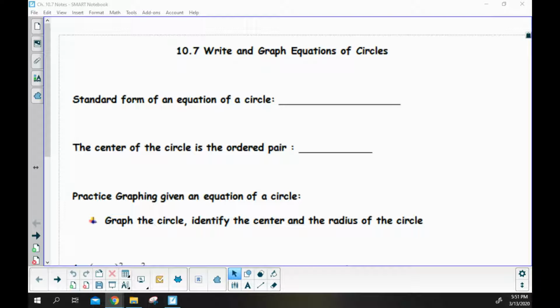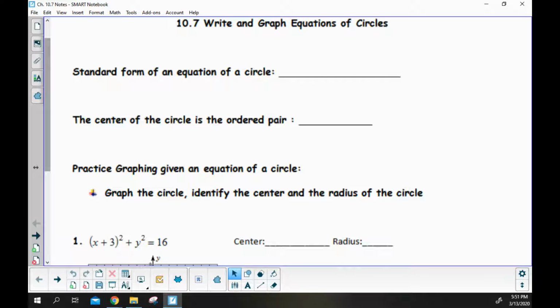Back, guys. So today we'll finish up our circles unit, 10.7, our seventh lesson. In 10.7, we want to write and graph equations of circles. We're going to go completely different than what we've been doing. We've been staying away, but now we're going to start dealing with coordinate planes again and how to graph and figure out where this circle is.